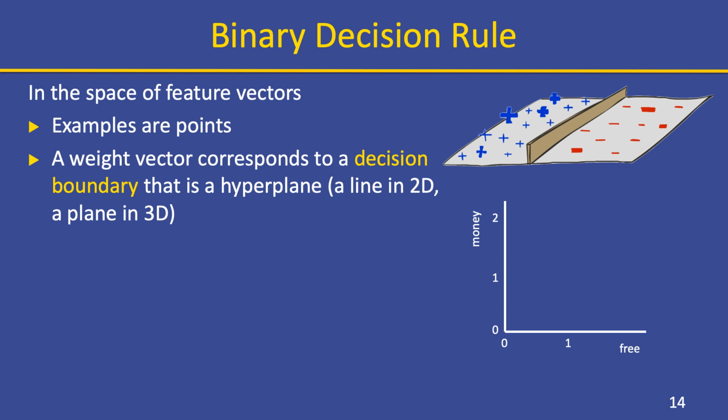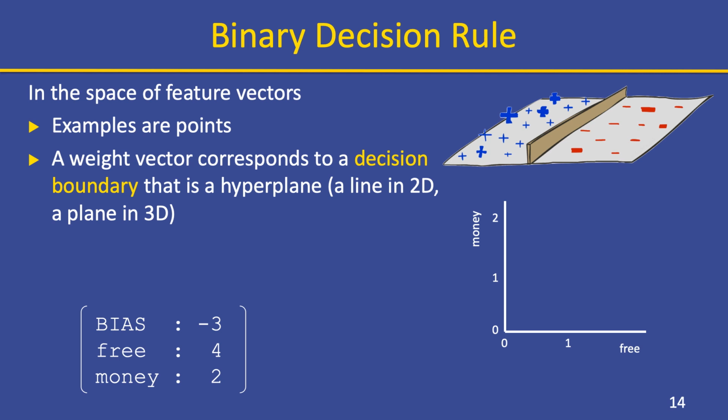In the general case, this decision boundary is a hyperplane. In a two-dimensional plane, the decision boundary is a line. In a three-dimensional space, the decision boundary is a plane. The dimensionality here depends on the number of features. With two features, we have a plane and a line as the decision boundary. With three features, we have 3D space and a plane as the decision boundary, and so on.